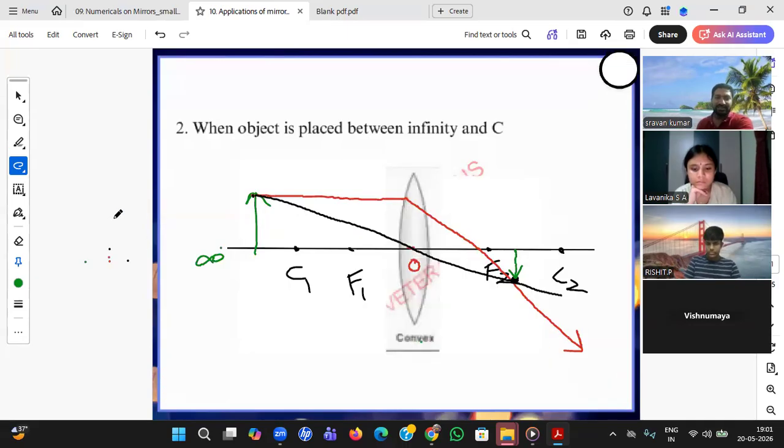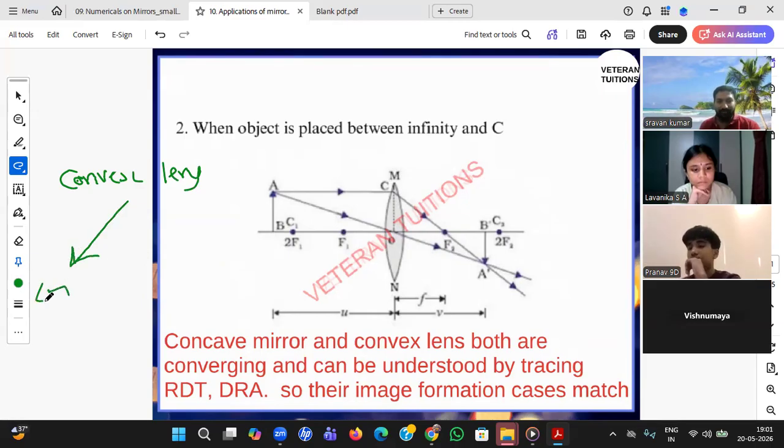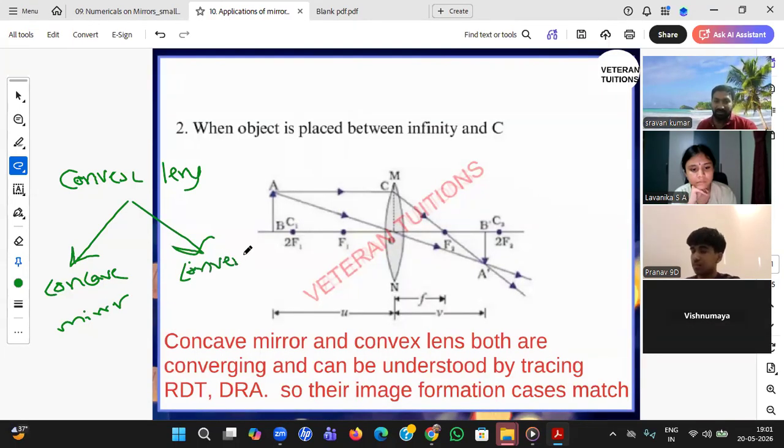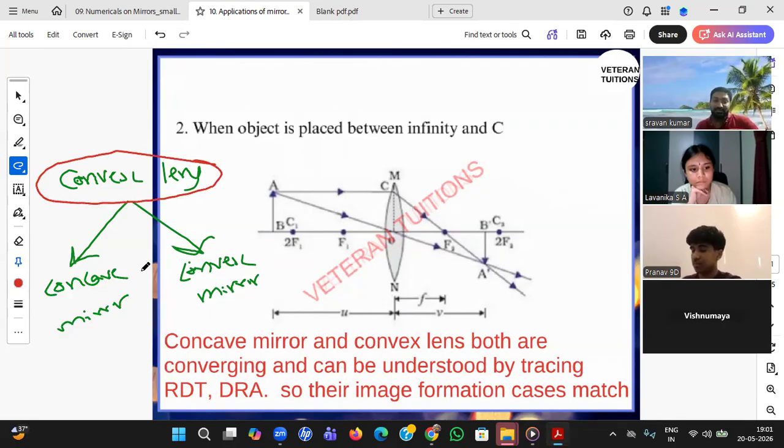Yes, Pranav, is this image characteristic matching with? Right now we are discussing convex lens, beta. Is this characteristic matching with concave mirror or convex mirror? Yes, Pranav, your answer is right. What did you say, beta? Concave mirror. Okay, so students, please try to remember: convex lens is matching with concave mirror.